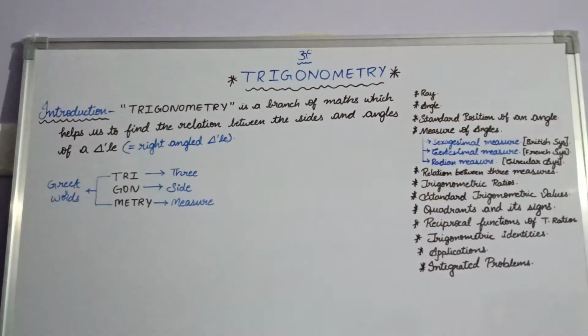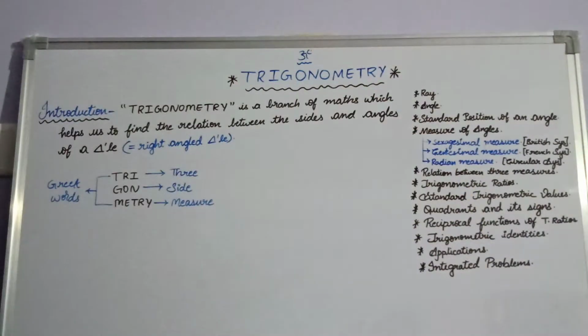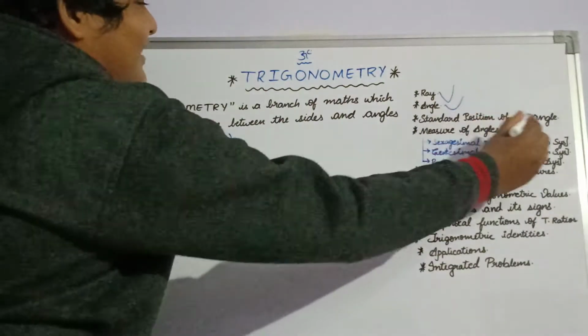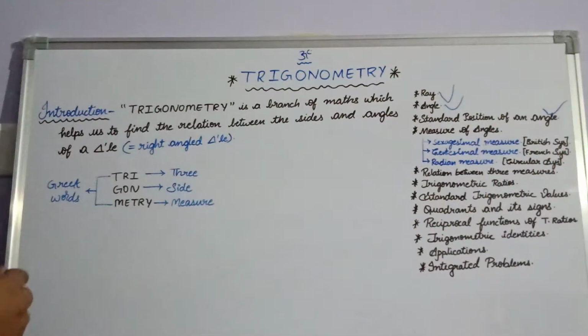Trigonometry has 3 Greek words. Tri, which means 3, gon, nothing but side, and metry is measure. Trigonometric ratios contain these topics. Today we will learn ray, angle, and at last standard position of an angle. These are the basic concepts, and this is an introductory class. Firstly we will know what a ray is.